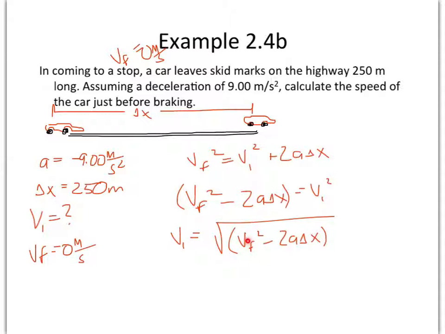So you might think 0 minus something. Uh-oh, wouldn't that be negative? And then we'd have a square root of a negative. But if acceleration is a negative, then those two negatives cancel out. So yes, we do actually have a square root of a positive value.